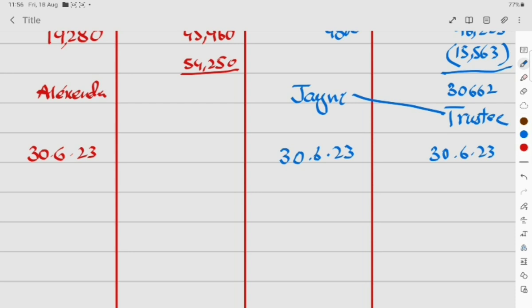Right, in the next lecture we will consider the IHT payable on the death estate as well as the resident nil rate band.